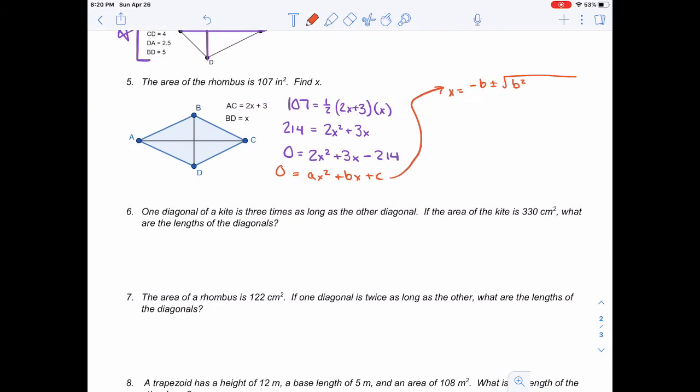But anyways, we have negative b plus or minus the square root of b squared minus 4ac all over 2a. And I know you guys learned that song too, okay?